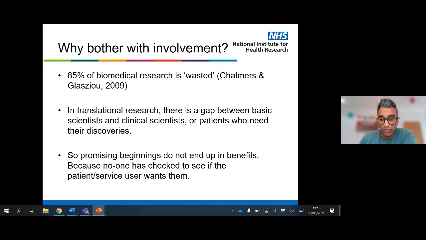And so often what happens is a non-clinical researcher may have a promising discovery, but then it doesn't quite make it through to the clinical group and then to the patients or into the clinical world, basically. And sometimes promising beginnings just don't end up in benefits because no one has even checked if it's something that service users or patients want. So it's really important that what you're doing is translational, and that's essentially the premise of biomedical research centres.